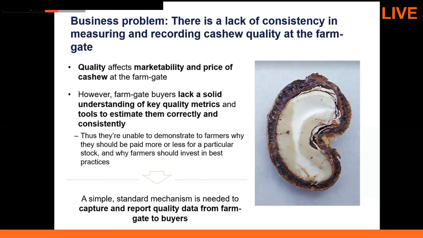So what we're trying to get at here is a simple standard mechanism to capture and record quality data that's accompanied by photos, and where the input data is included in the report, so you can see how the calculation, which is automatic, was derived.